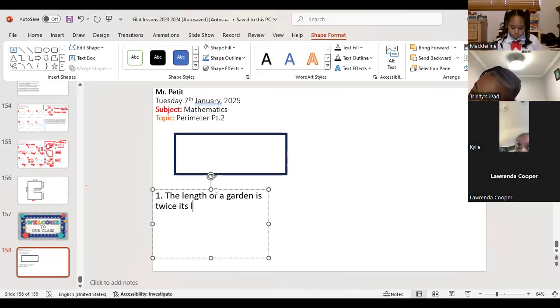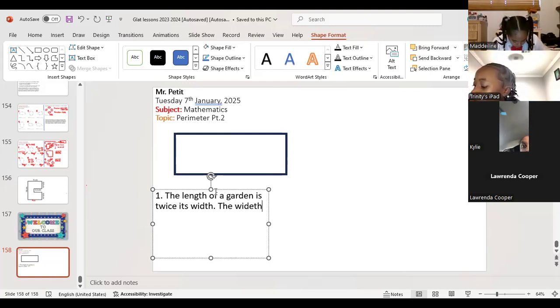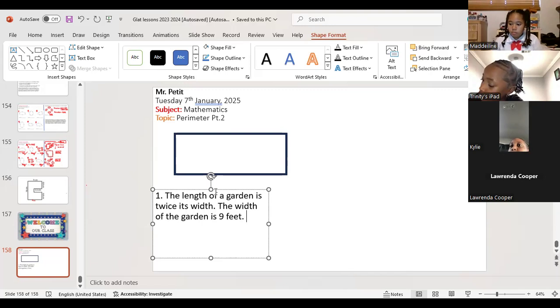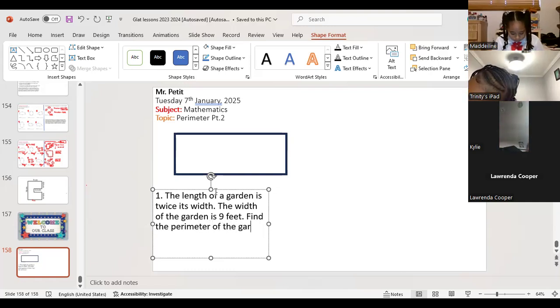What do you mean its width? The length of a garden is twice its width. The width of the garden is 9 feet. Find the perimeter of the garden.